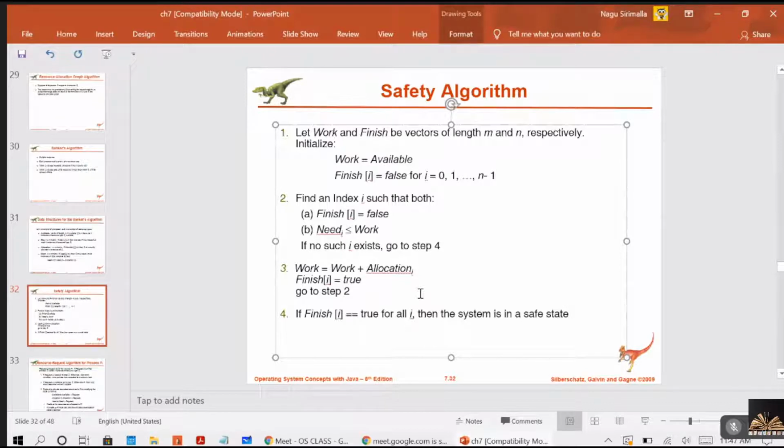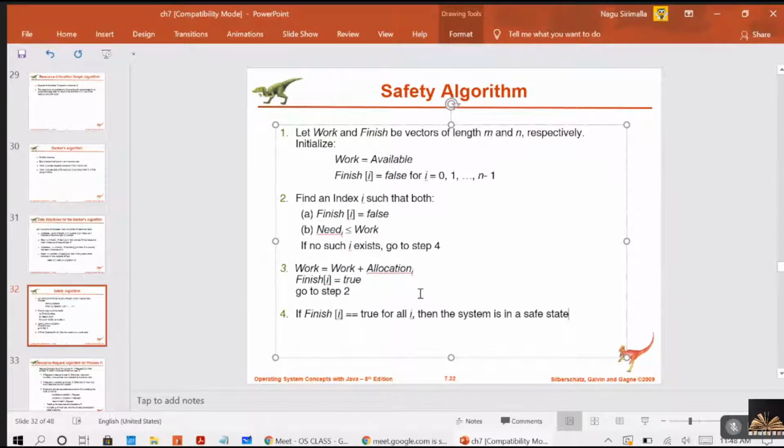The third step will tell you work is equal to work plus allocation, the allocation for the ith process. Right? The ith process's allocated resources will be released, no? Those will be added and that process will be completing its job. Finish is equal to true. Then go to step 2 and then you do the same for some other i.